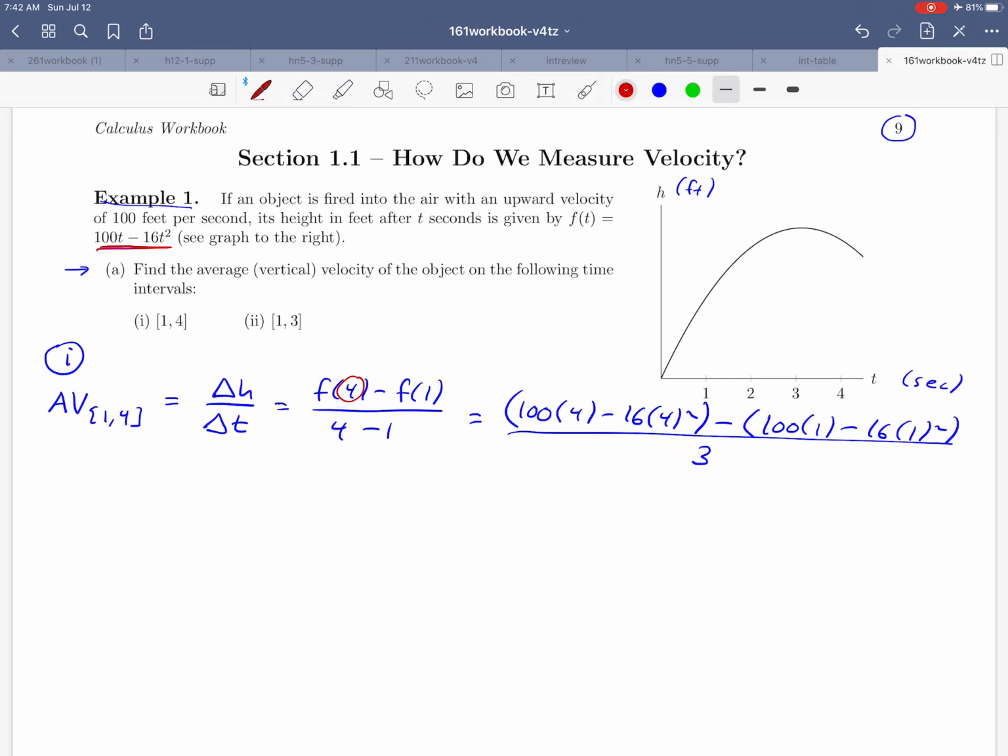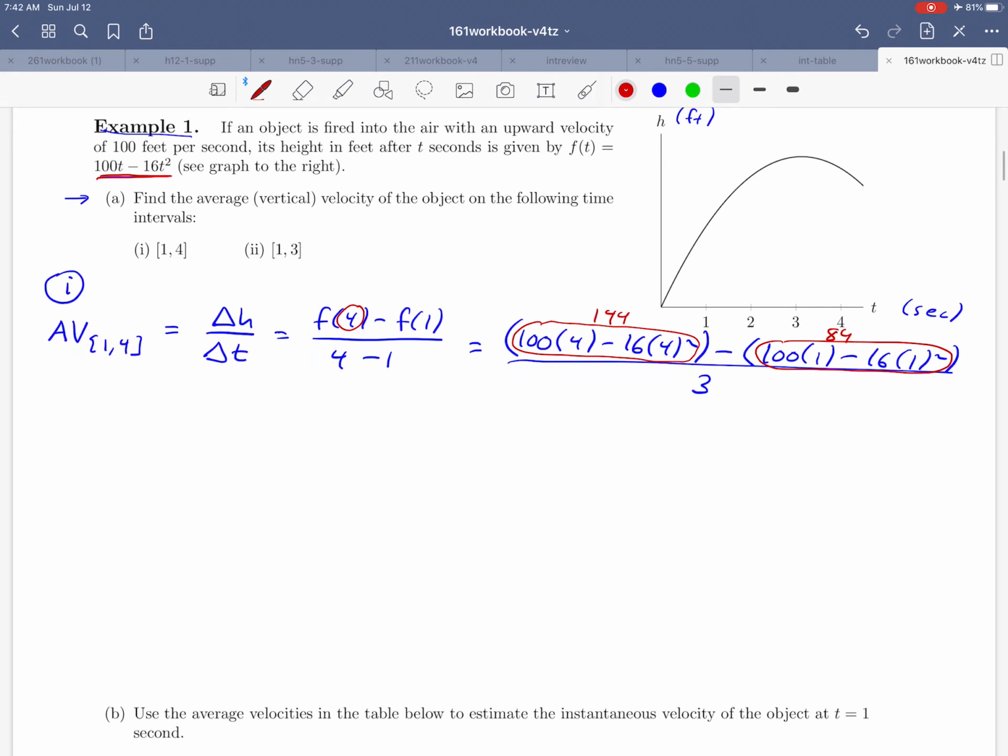You can go to your calculator and figure out what that number is. That turns out to be 144. And then this number over here, if you do that arithmetic, that you might be able to do in your head, you're going to get 84. So putting it all together, we're going to get 144 minus 84 over 3. If you do that calculation, you wind up with 20.